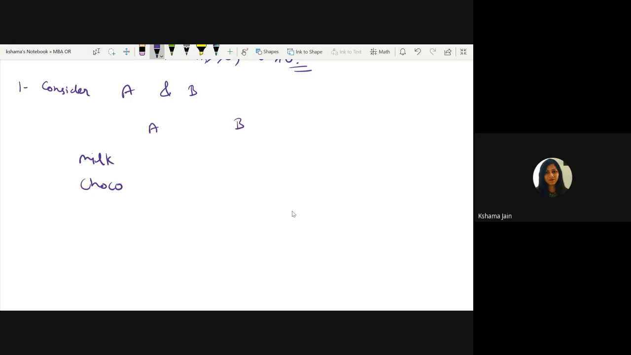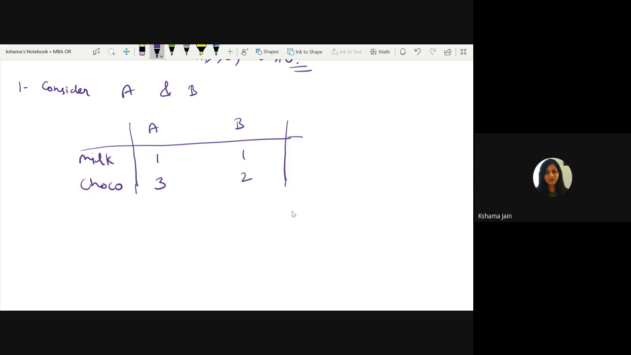One of the component types you write in a row, the other in the column, so you make a table like this properly. Let's start with the data given. Each unit of A requires 1 unit of milk and 3 units of choco. Keep on reading and keep on writing. Chocolate B requires 1 unit of milk and 2 units of choco.